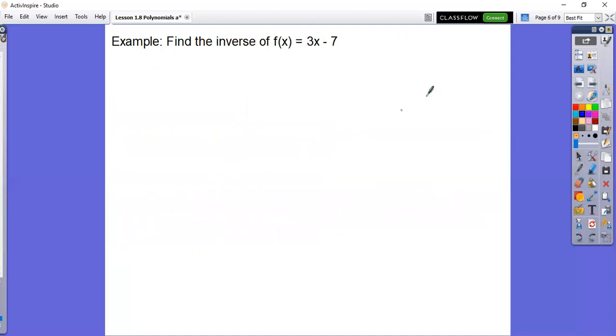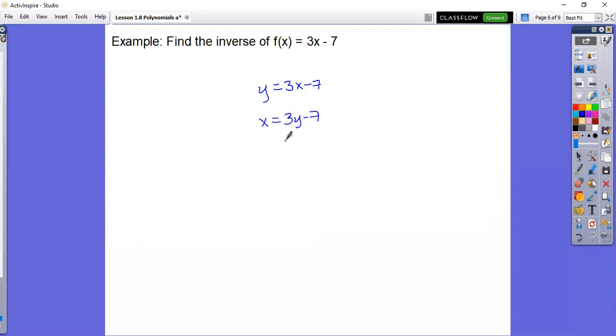So here's an example. We're going to find the inverse of f of x equals 3x minus 7. So first, we're going to let the input be x and the output be y. The input is already x, so we're going to change the output, which is f of x, to y, equals 3x minus 7. We're going to swap x and y. X equals 3y minus 7.